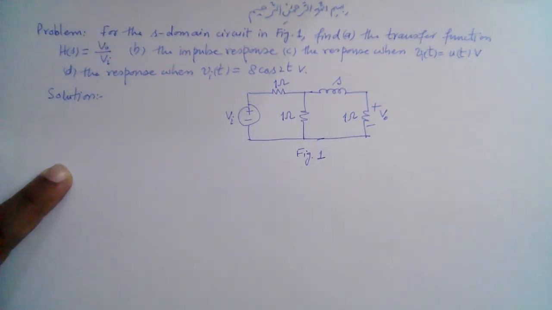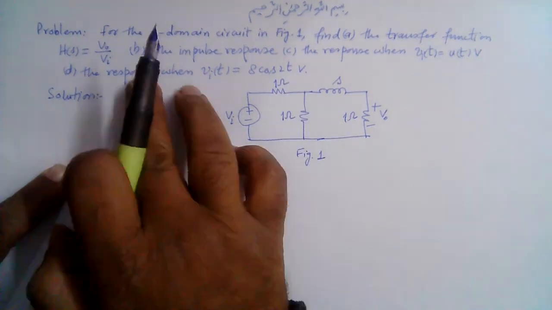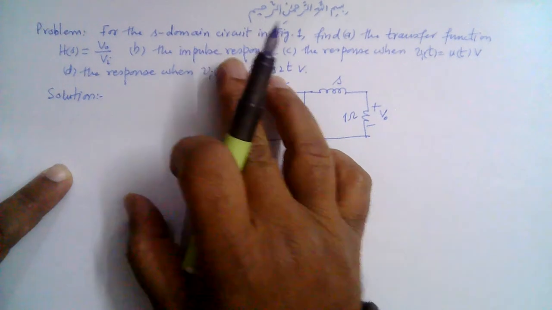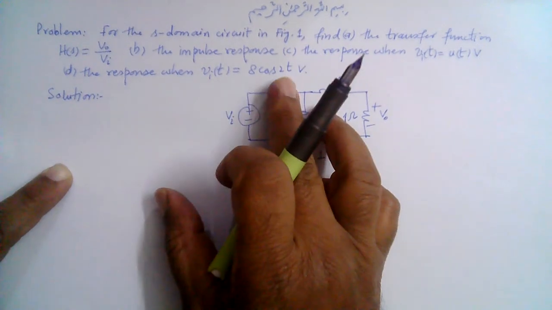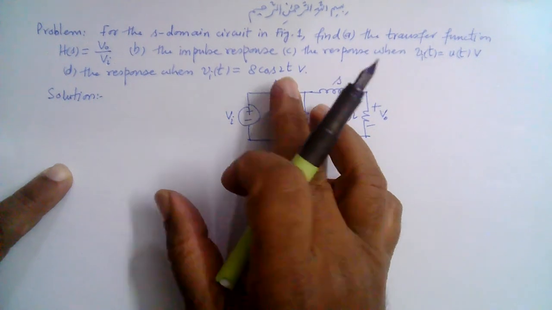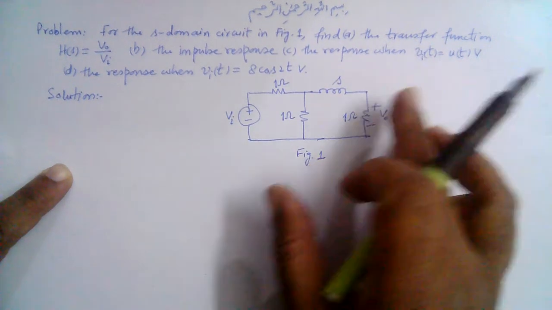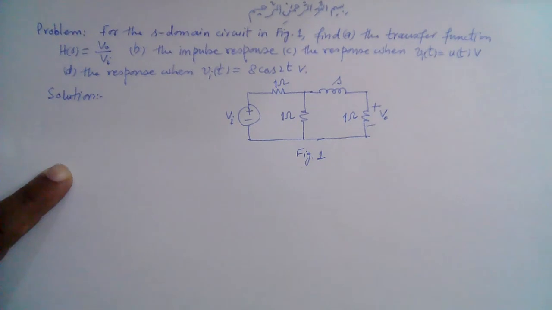So we first need to find the transfer function and the impulse response. Then for two inputs, one is u(t) and the second is 8 cos 2t, the sinusoidal input and the step input, we need to find out the response of the circuit for both the cases.